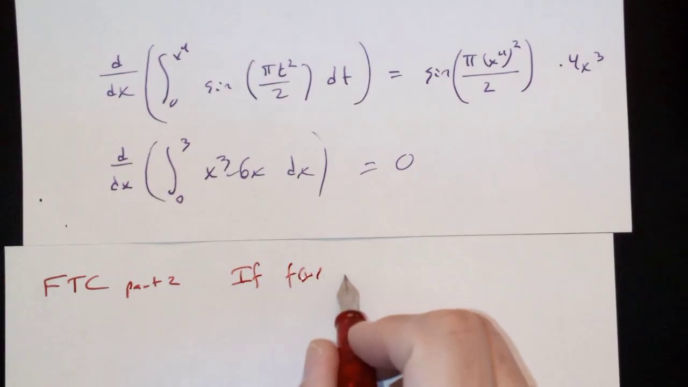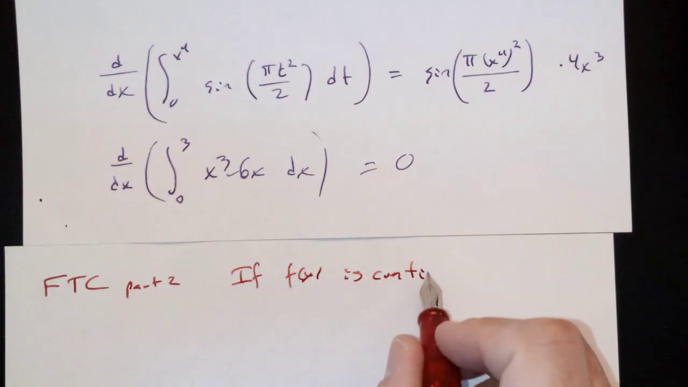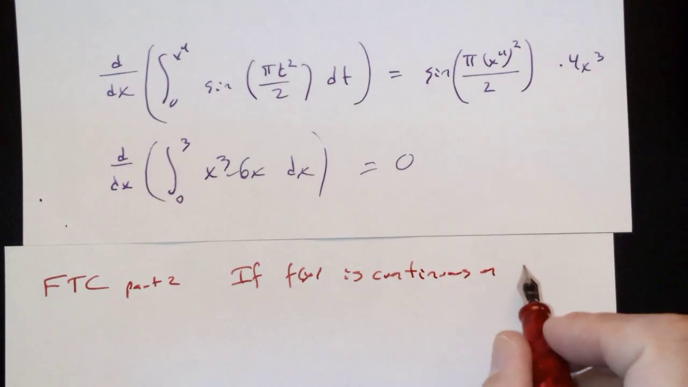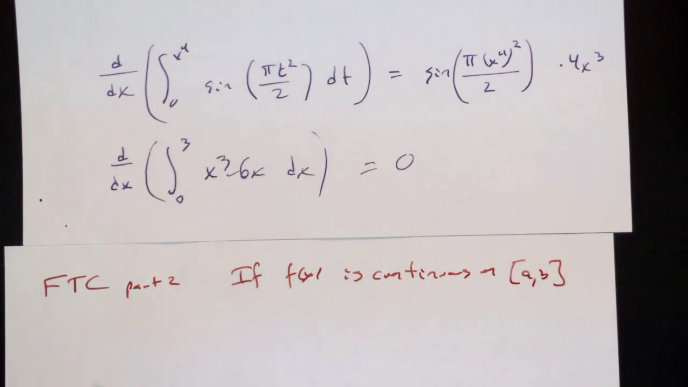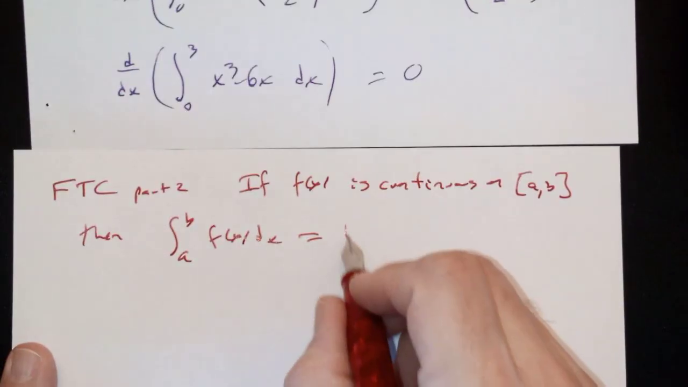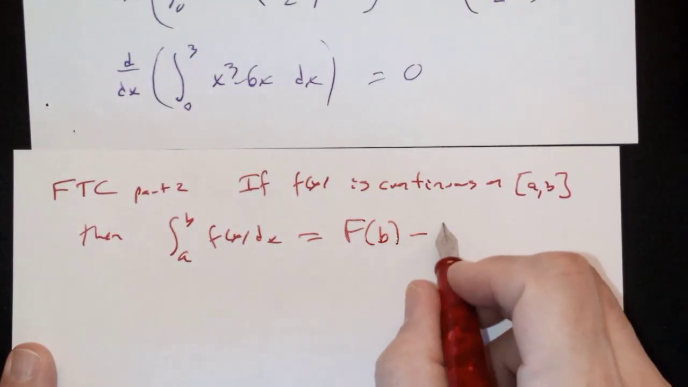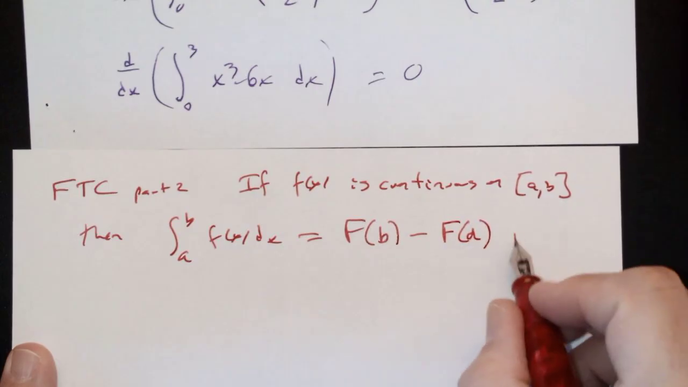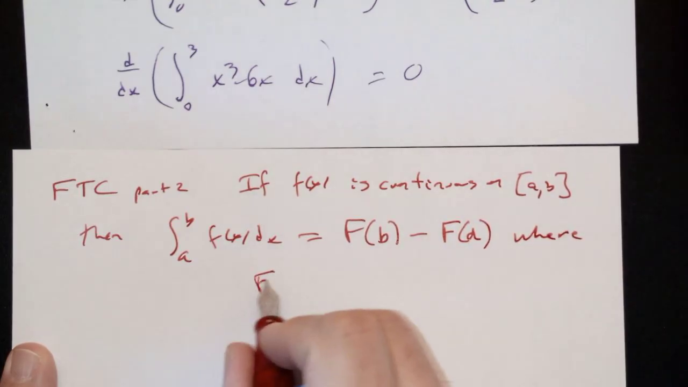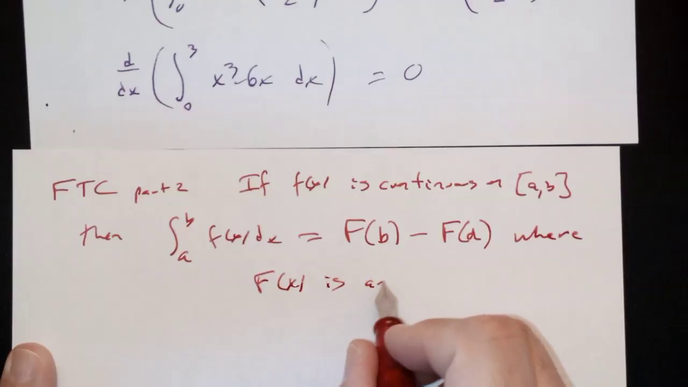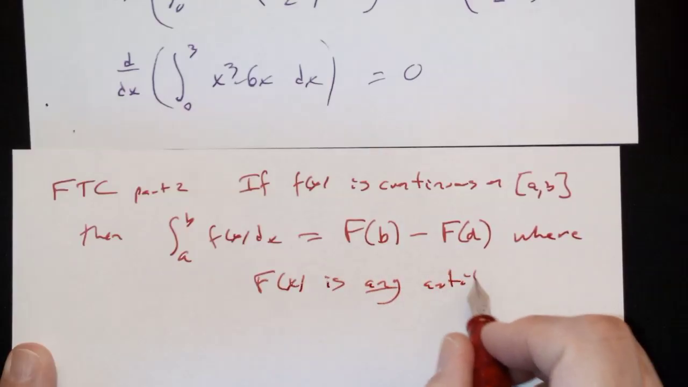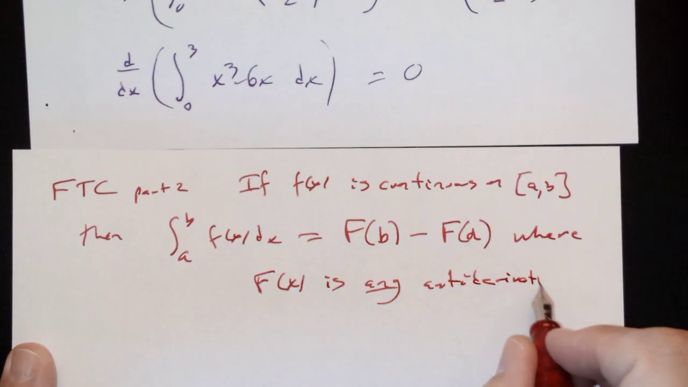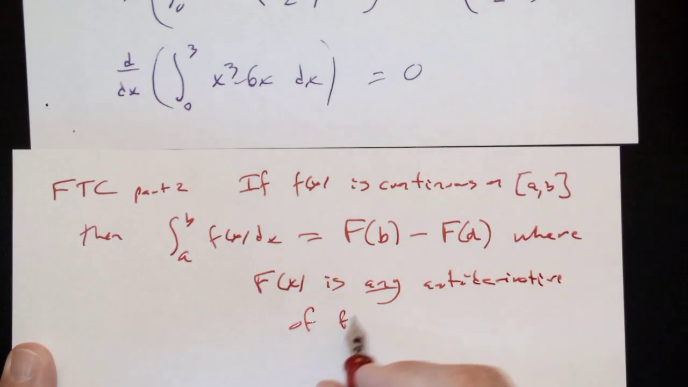If f of x is continuous on A B, then the integral from A to B of f of x dx equals capital F of B minus capital F of A, where capital F of x is any antiderivative of little f of x.